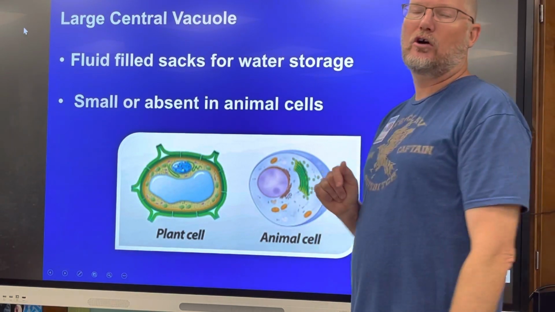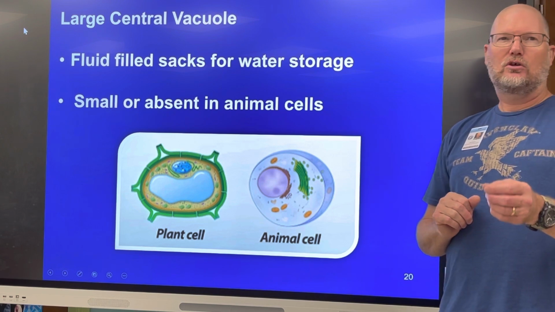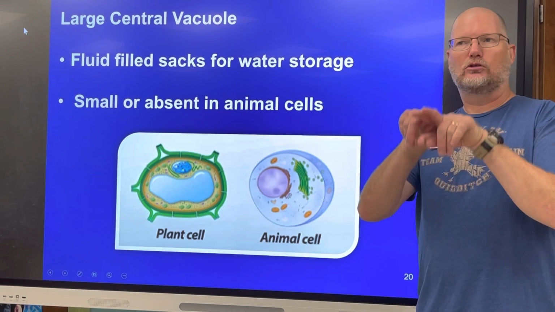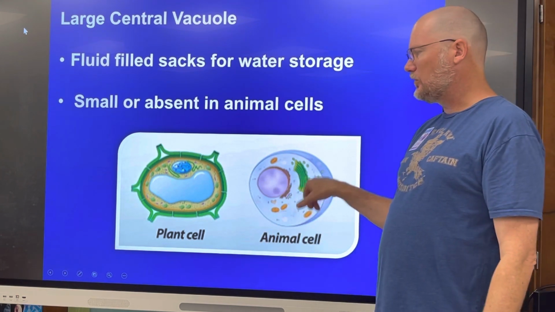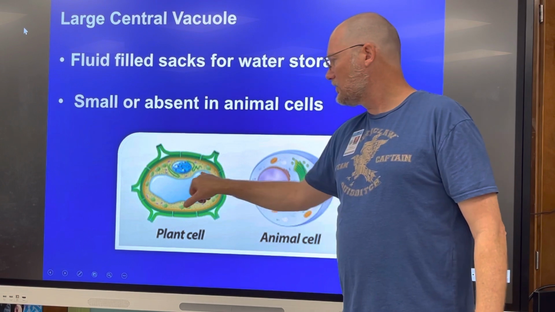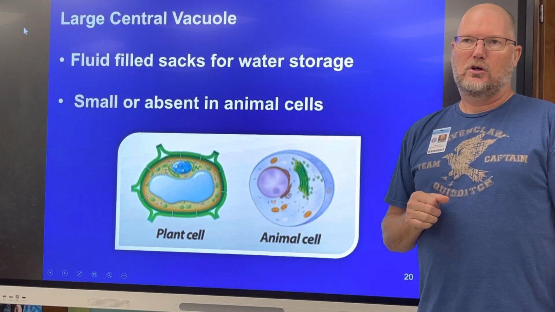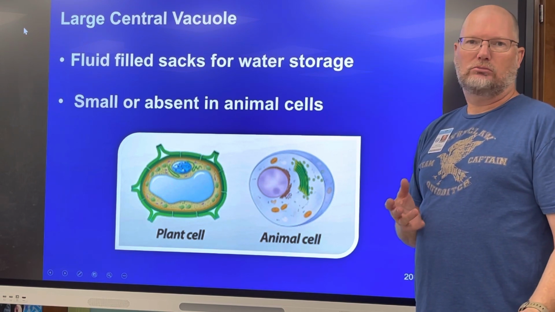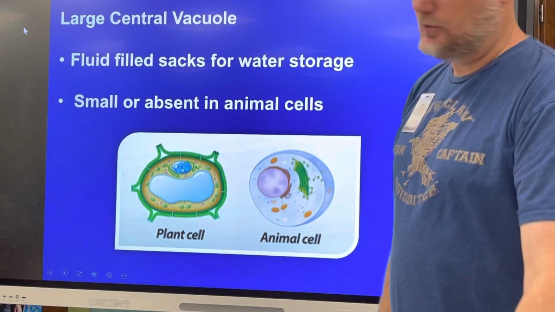They also have a large central vacuole. Animals have a few little vacuoles, but only plants have a large central vacuole. So here, animal cell, no large vacuole, but plant cells have this huge one, and it's usually for water storage, okay? It's like a big balloon inside the cell. And like I said, it's either small or absent in animal cells.